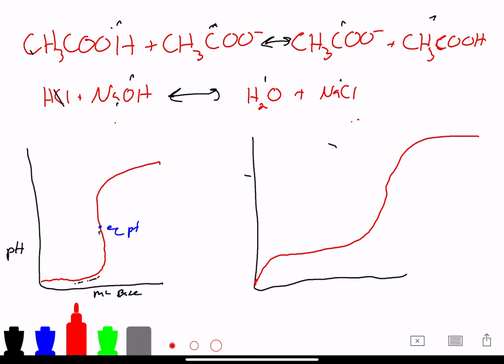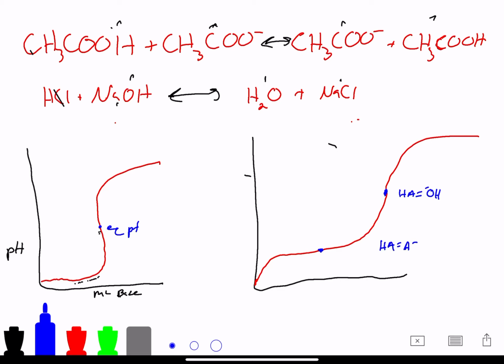And here you would have what's called the midpoint, which is when the amount of HA would be equal to the amount of A minus. That is the midpoint, and your equivalence point would be here, which is when the amount of HA would be equal to the strong base, because we would be titrating this with a strong base. And that would be the equivalence point.